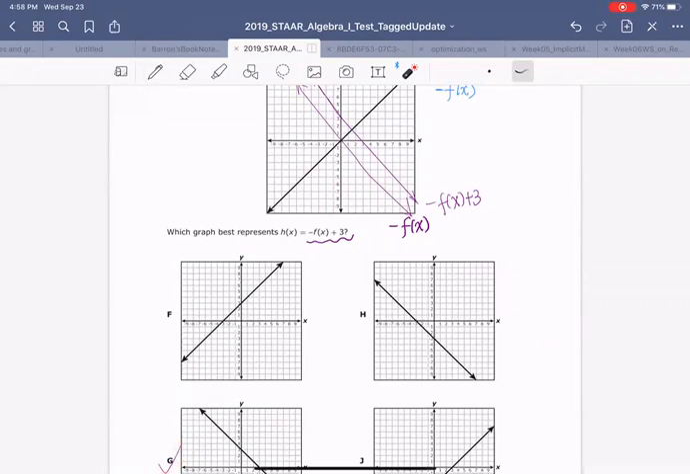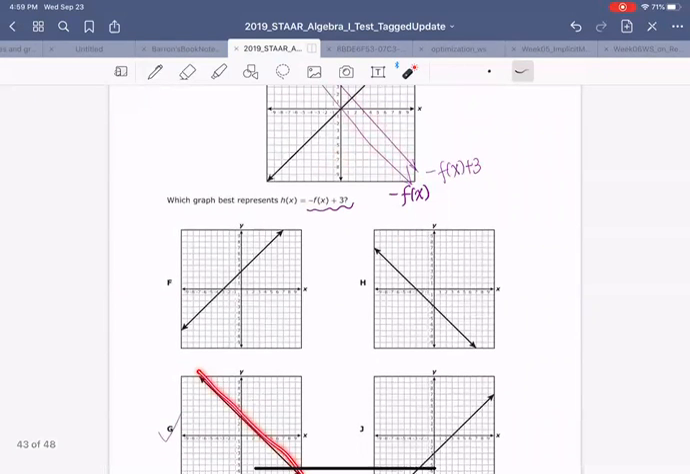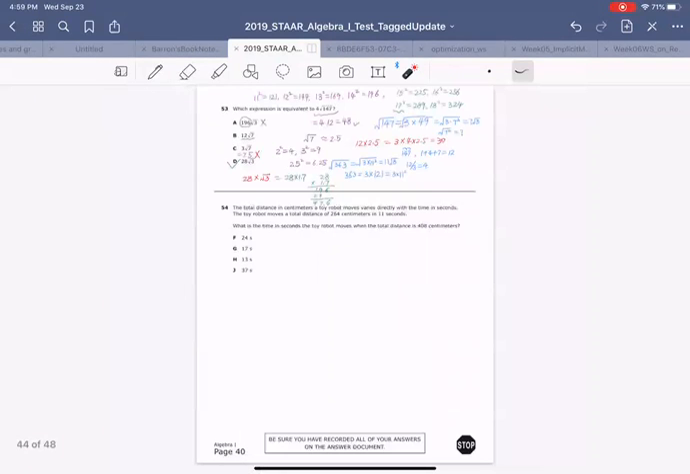G. G, right? Yeah, you reflect over the x-axis, and then you shift up by 3, so it becomes this. So you have to choose G. One hundred percent makes sense to you now, right? Yes. Okay.